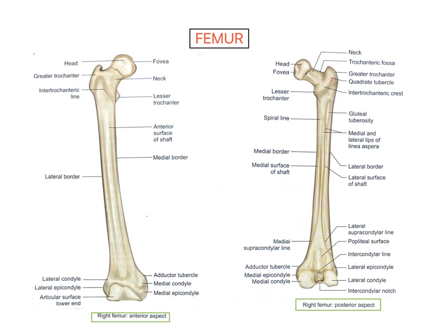Now we will see the intertrochanteric crest. On the posterior aspect we can find the intertrochanteric crest. It is a smooth rounded ridge placed at the junction of the posterior surface of the neck with the shaft. In the intertrochanteric crest, the quadrate tubercle is present, which is a low rounded elevation in its middle part.